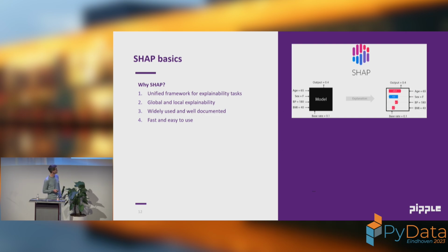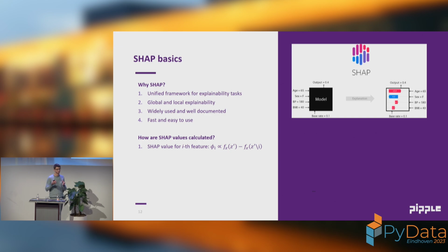Before I show you how to use it, let's have a very quick introduction. What is it? What does it actually do? So SHAP calculates SHAP values, and you calculate a SHAP value for every feature. And basically, the SHAP value is nothing more than the model output with your feature minus the model output without your feature.